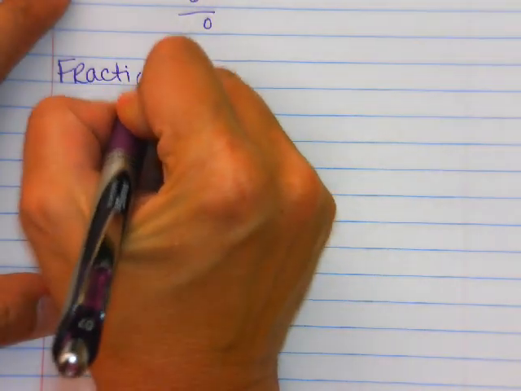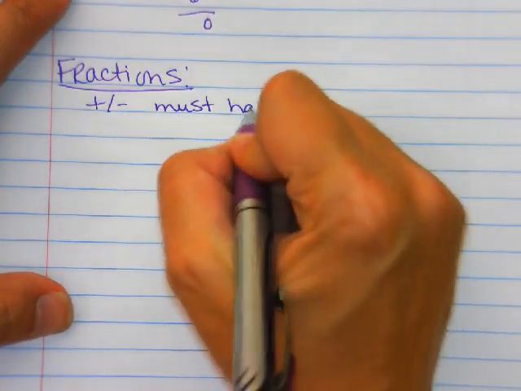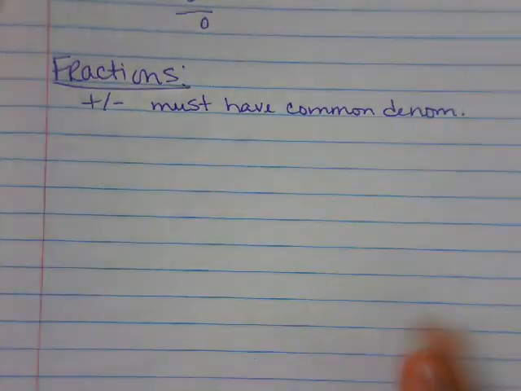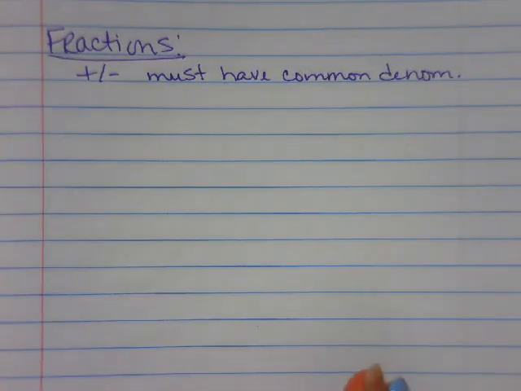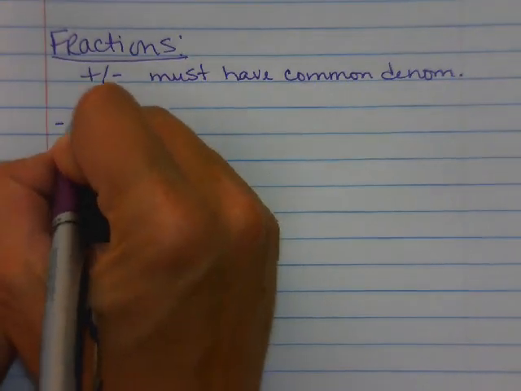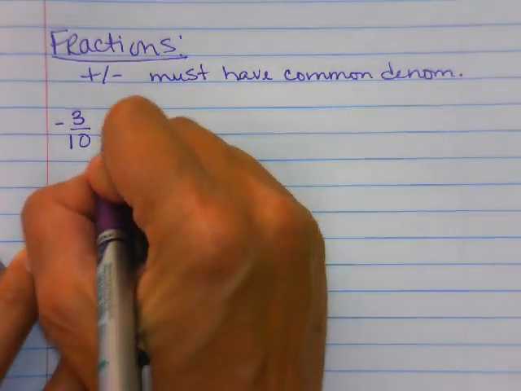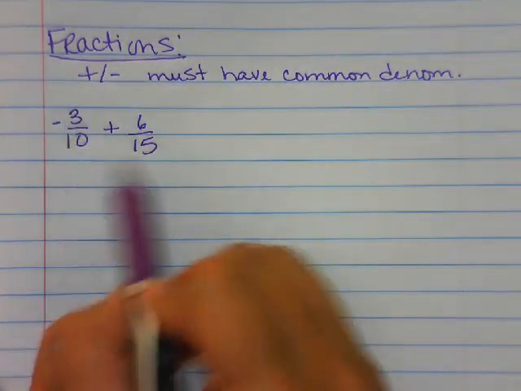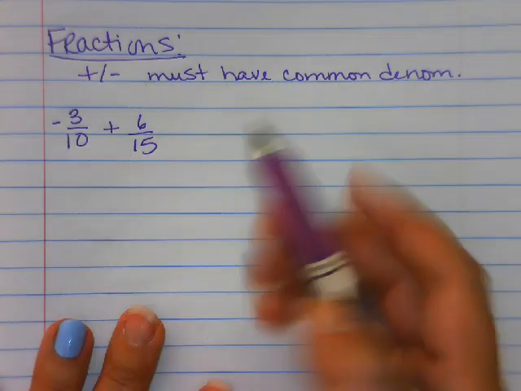So there's your review for decimals. For fractions, let's do a little bit of fraction review. When we add and subtract fractions, we must have a common denominator, and we have to make sure that whatever you do to make that common denominator on the bottom, you have to also do it on the top. So if I had, for example, negative 3/10 and a positive 6/15, well, I have to first realize that these signs are different. So even though there's a plus here, we're going to have to subtract.